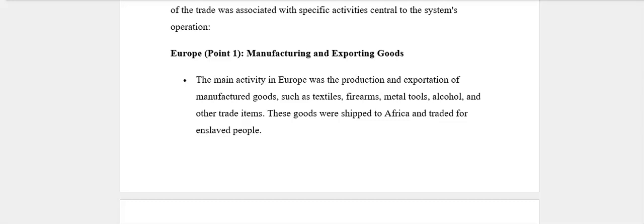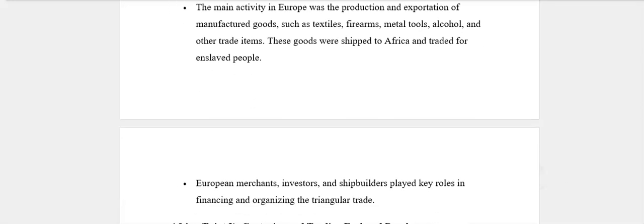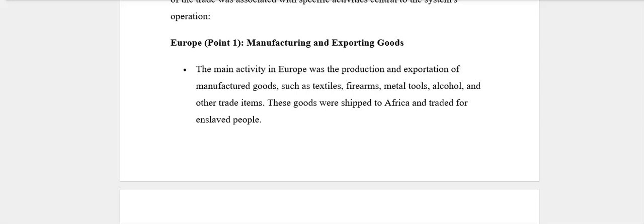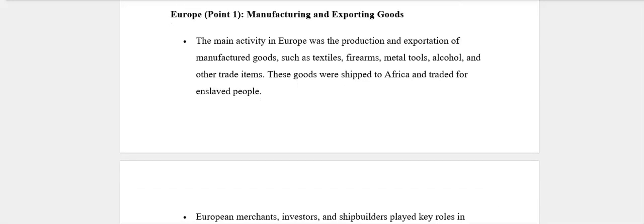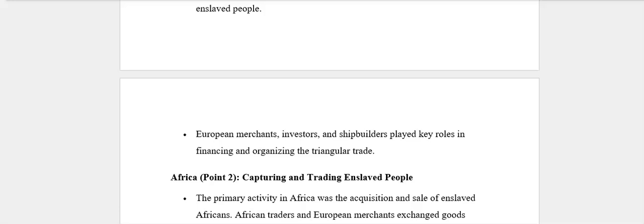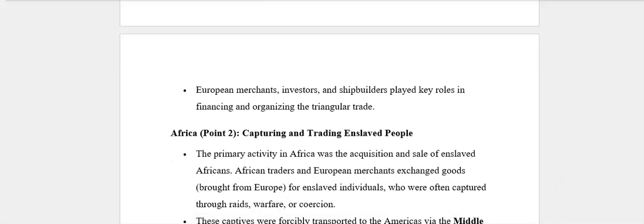And this was where manufacturing and exporting of goods took place. Now, the main activity in Europe was the production and exportation of manufactured goods, such as textiles, firearms, metal tools, alcohol, and other trade items. Now, these goods were shipped to Africa and traded for enslaved people. So the first point was Europe, where manufacturing and exporting of goods took place. Some of the goods were firearms, metal tools, alcohol, and other trade items that were shipped to Africa and traded for enslaved people. Now, European merchants, investors, and the shipbuilders played a key role in financing and organizing the triangle trade.